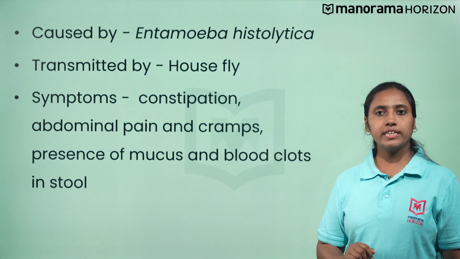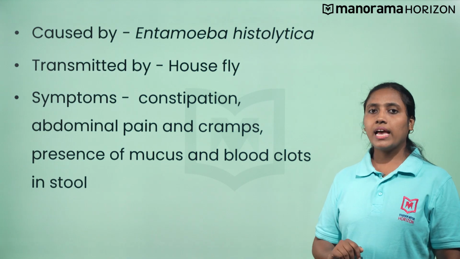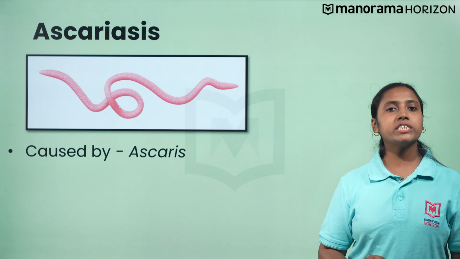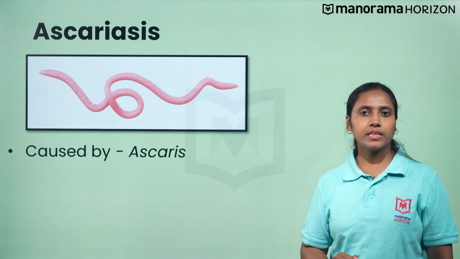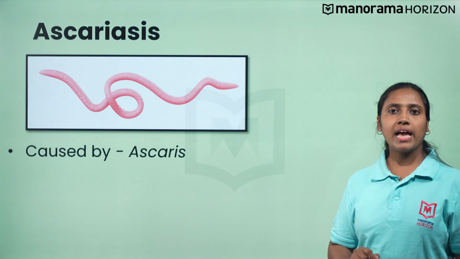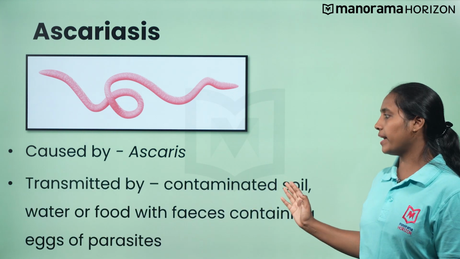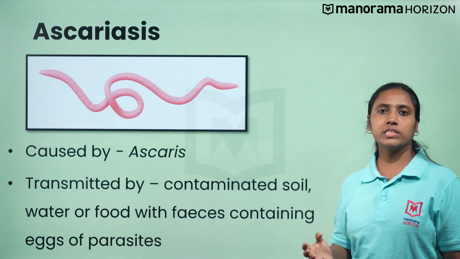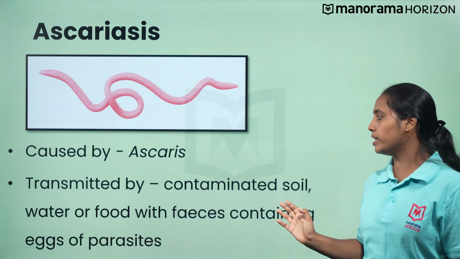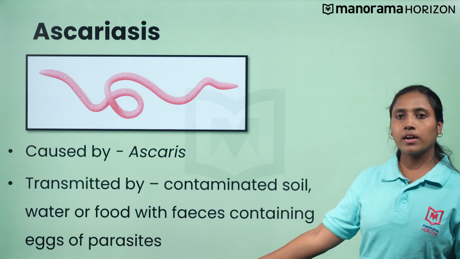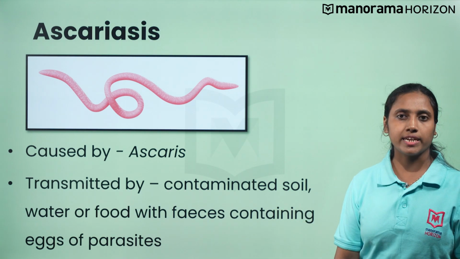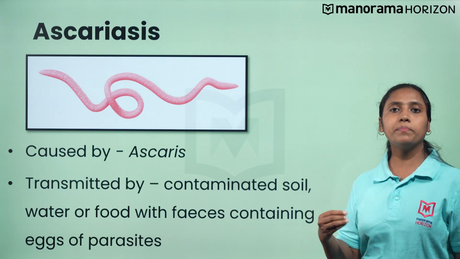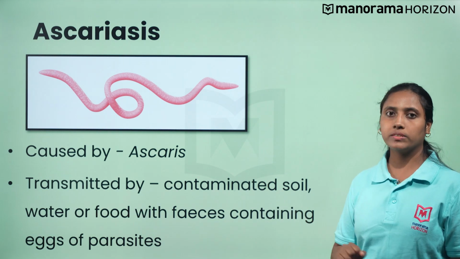The next category is nematodes. Ascariasis is caused by Ascaris, which is an internal parasite. It is a parasitic worm and it is transmitted by soil, water, vegetables, fruits, etc. contaminated with feces containing eggs of this parasite. Again, through the infected person's feces, a healthy person gets affected by it.